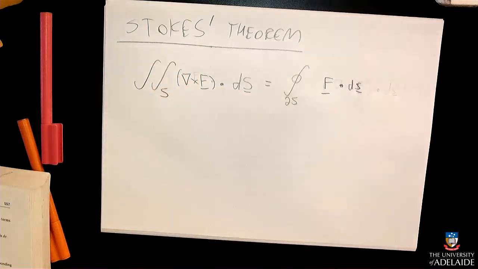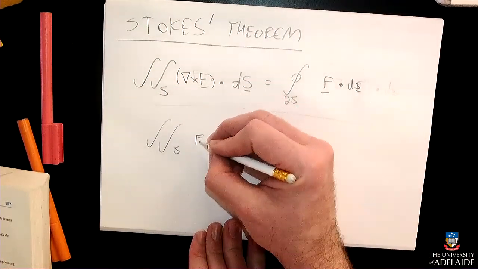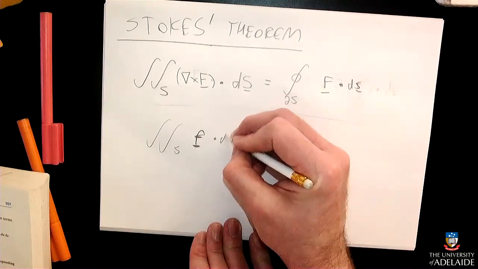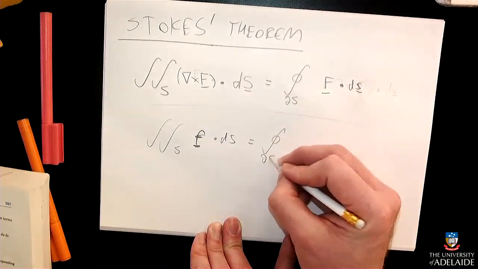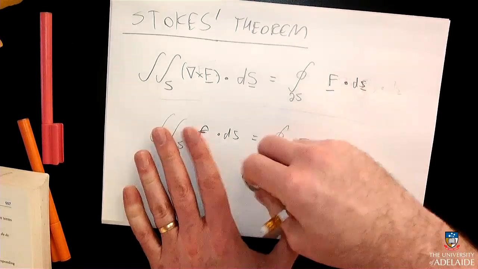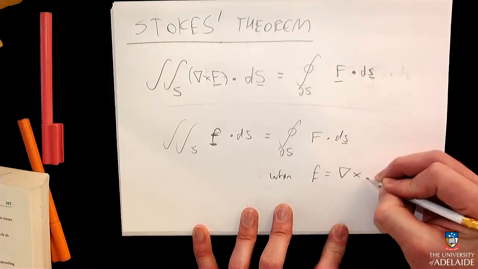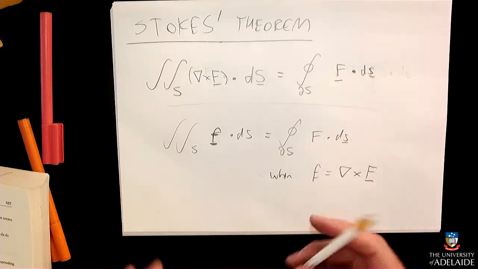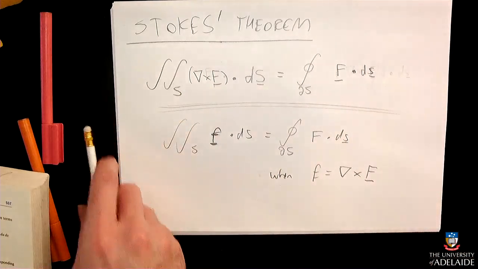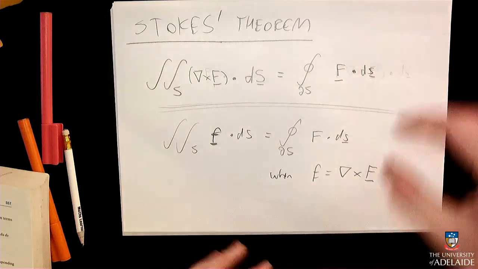Right. That's Stokes' theorem. So the idea is that it connects the integral across a surface of a vector function to the integral across the boundary of the surface of another vector function, only when f is this derivative of big F. So that's a different way of thinking about it. That's Stokes' theorem.